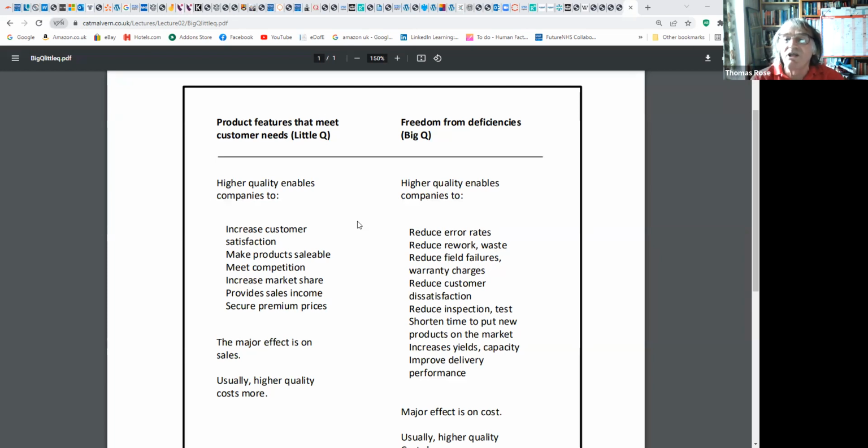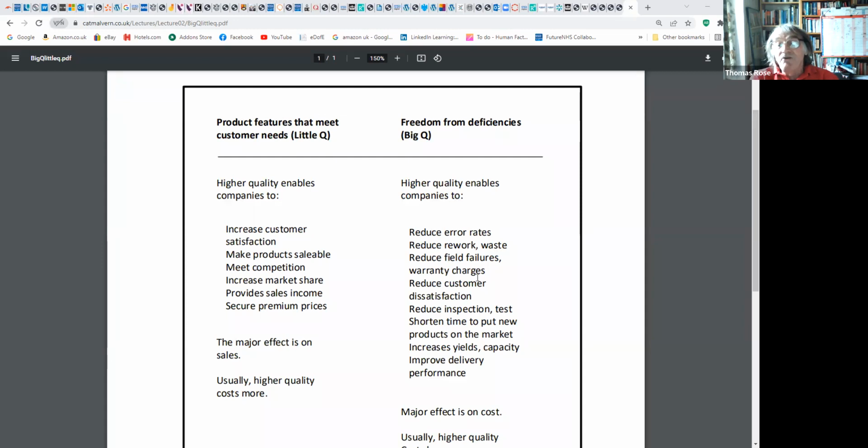Higher quality enables customers to first reduce error rates. That's really important. When you get a Rolls Royce and it breaks down on the first day, you're not very happy. So whatever you buy and it breaks down on the first day, you're not very happy. Or if it breaks down prior to the expected life of that product. So there's a whole list of different activities that are covered by big Q.